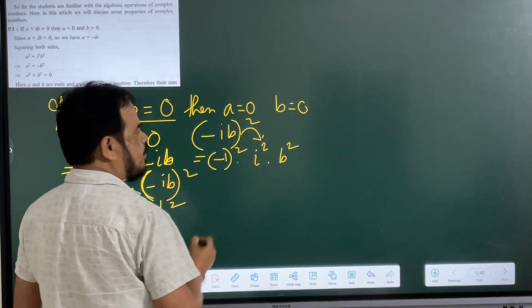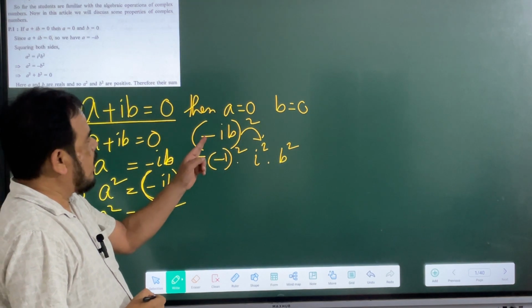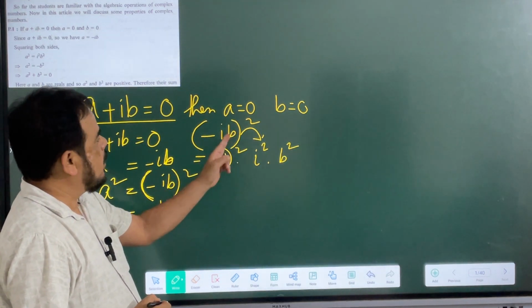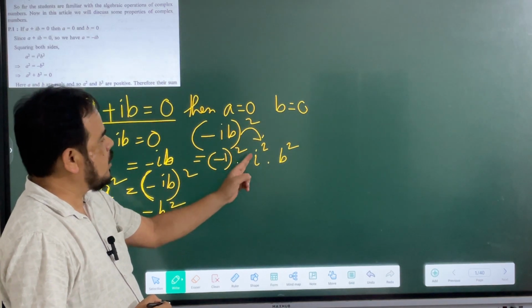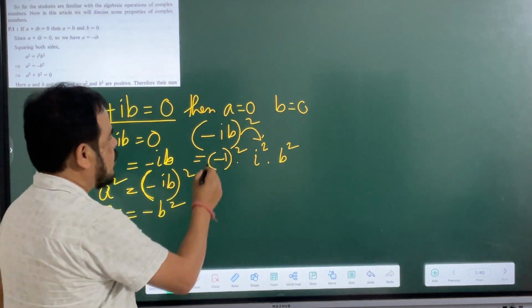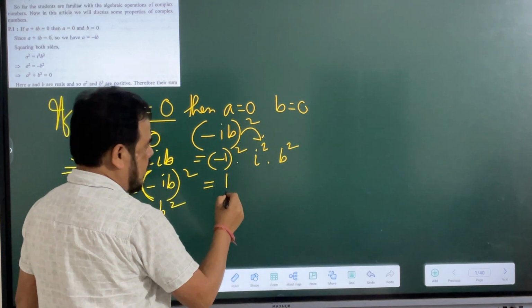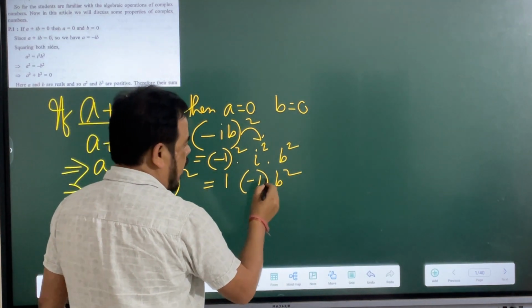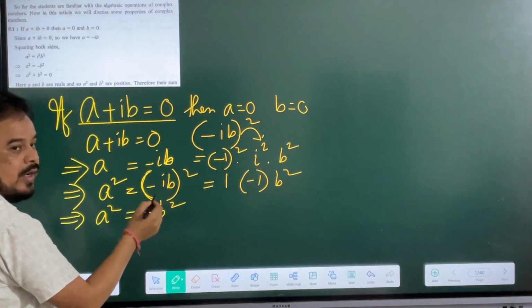Meaning of this: only the minus sign is there, so we can write minus 1. ib, there is a square. So I have written three terms separately. So minus 1 square is 1. i square is minus 1. b square is b square. So minus b square I have written here. I hope you understand.